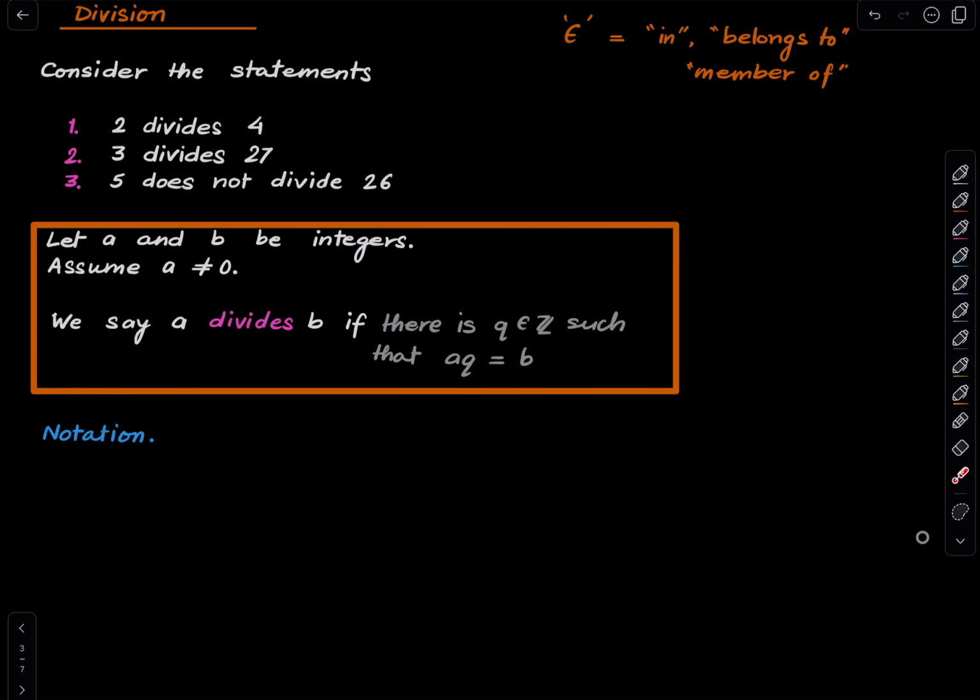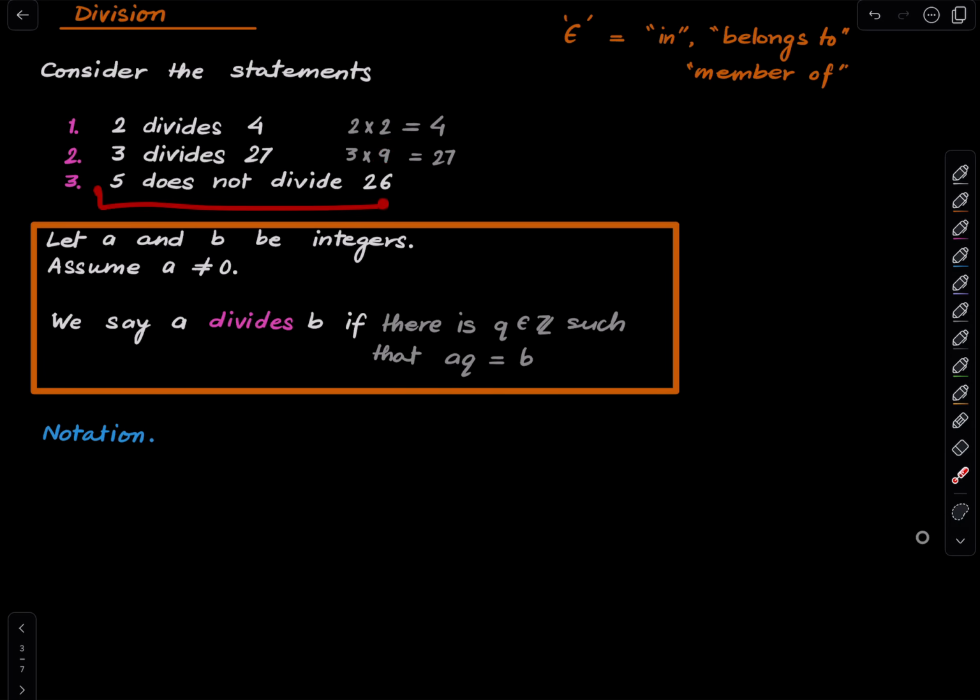Right? And when we said 2 divides 4, just think of a as 2 and b as 4, and what you have is 2 into 2 is 4, so a is 2 and q is 2. 3 divides 27, 3 times 9 is 27. This is q, in fact it even looks like a q. This is q and this is a, this is b.